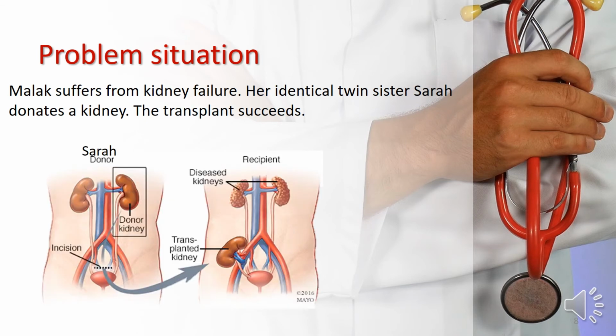Let's see what happened. So this is Sarah. She is the donor. Donor means she is the one that will give her sister a kidney, and Malak is the recipient, which means that she is the one who is receiving the kidney. As you can see, Malak has damaged kidneys and she needs a new kidney. Now usually when they transplant a kidney, they place it over here. So they took one kidney from Sarah and they gave it to Malak, and they told us that this transplant succeeded, means that it worked.